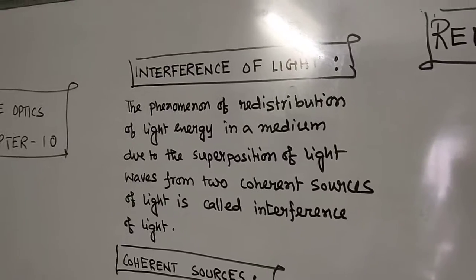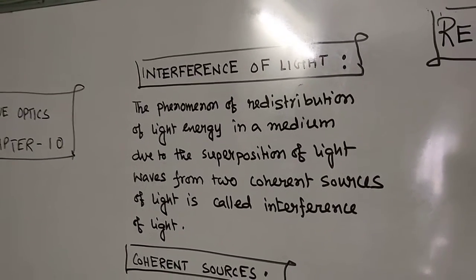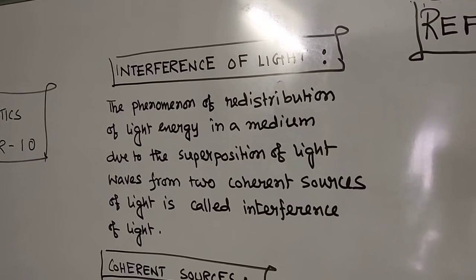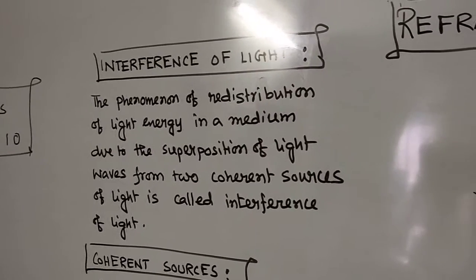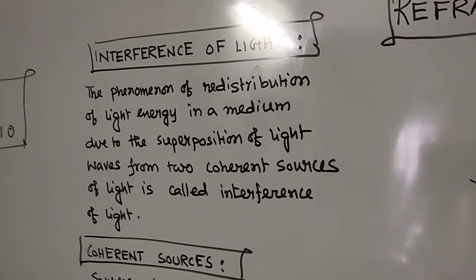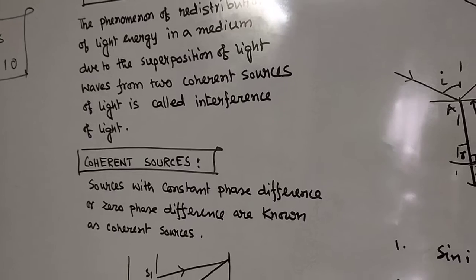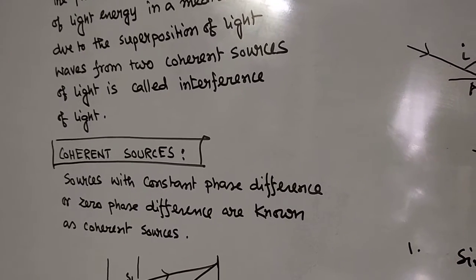If you consider a single source, you will get a light pattern. If you consider two sources, you will get a different light pattern. Interference occurs whenever there are at least two sources of light. So a modification of intensity occurs due to the superposition of light waves from two different sources. And here we are considering coherent sources. This is your new term, coherent sources. Coherent sources are sources with constant phase difference or zero phase difference.